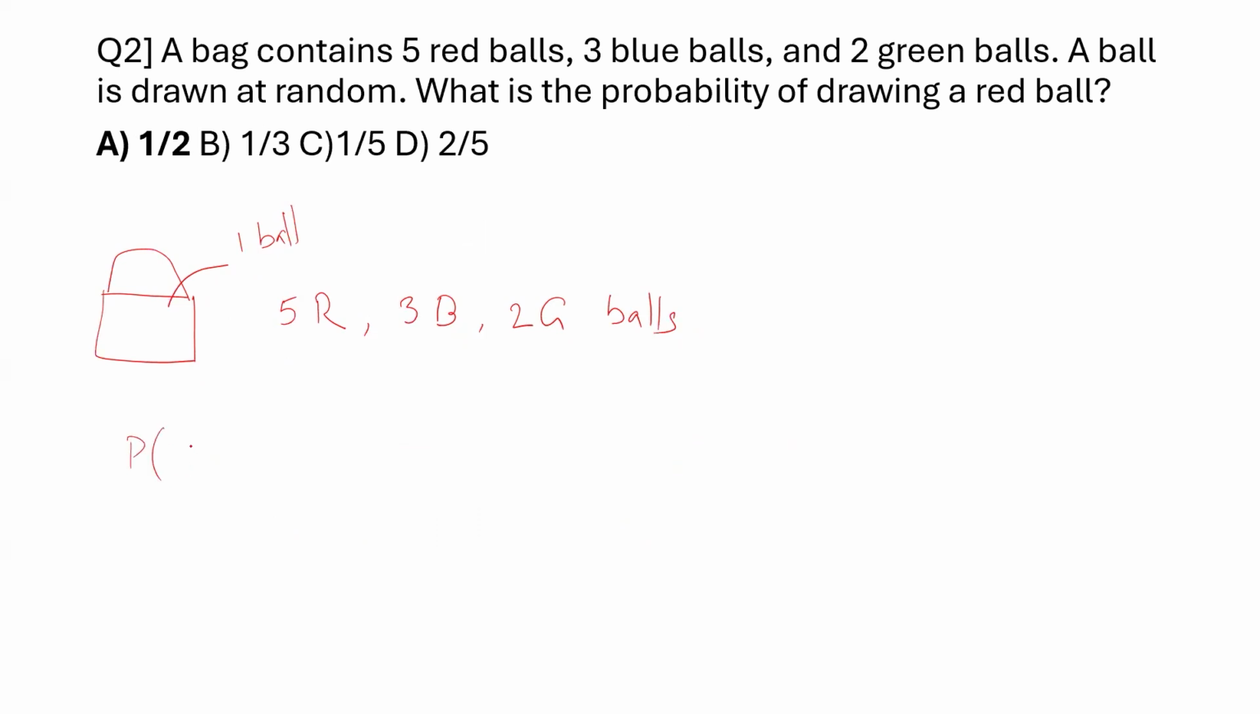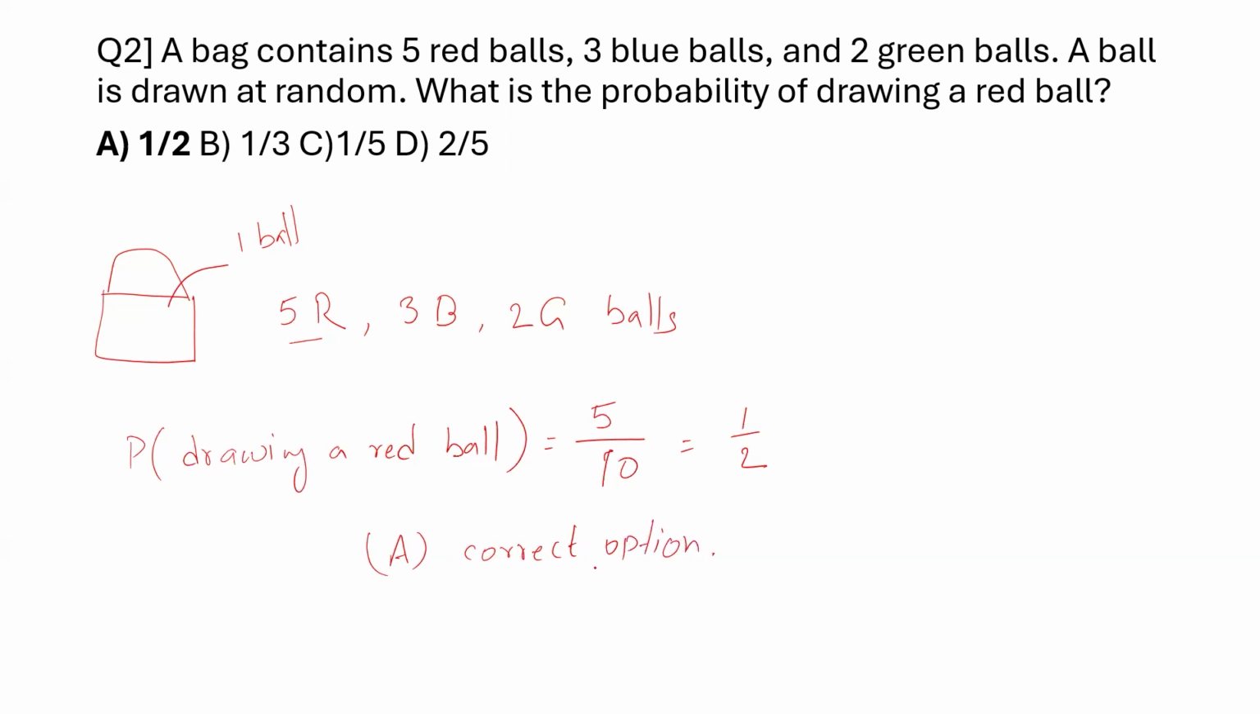So, the probability of drawing a red ball. You must have known by now. So, how many red balls are there? 5. So, 5 are red. And how many total balls are there? 5 plus 3 plus 2. That is 10, right? So, 5 upon 10 is 1 by 2. So, A is the correct option. Right? So, how many red are there, divided by total balls. That is how you have to compute your probability.